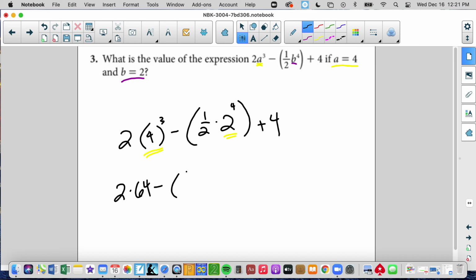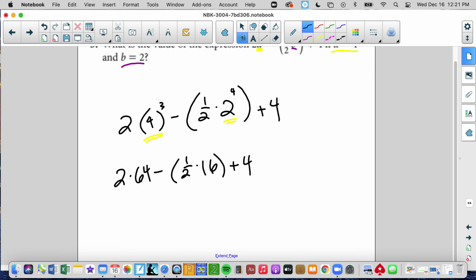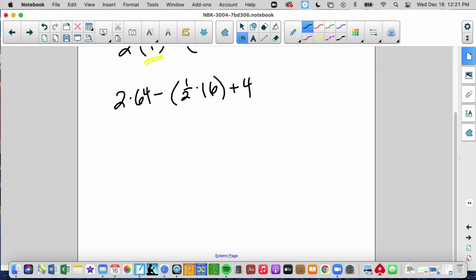Minus the quantity of 1/2 times 2 to the 4th. That's 2 times 2 times 2 times 2, which I'm pretty sure is 16, plus 4. Notice I keep the parentheses there because we haven't simplified inside here. So we still have an operation, this multiplication. So those parentheses still have to be there to separate things. We still want to do that. So 2 times 64 minus, and then half of 16. That would be the next step that we do.